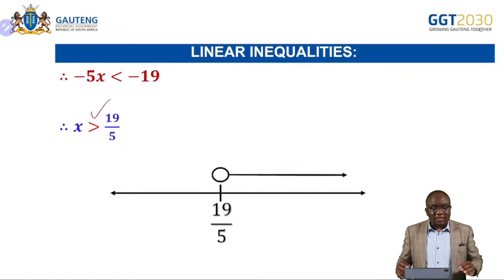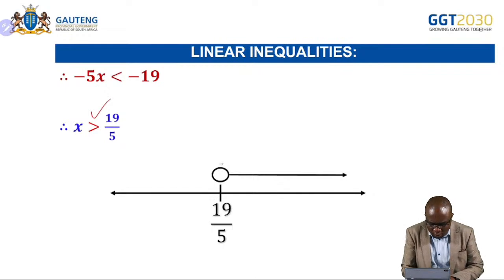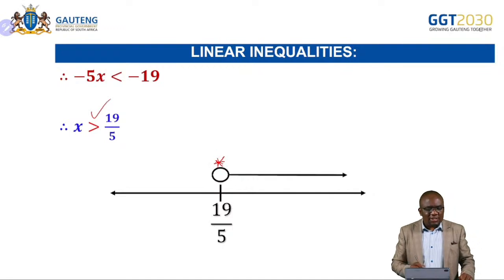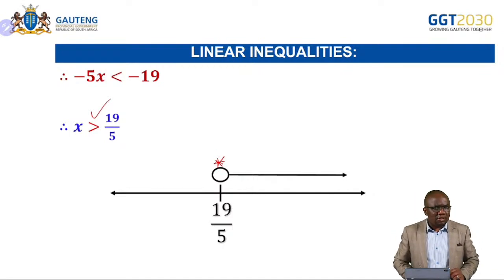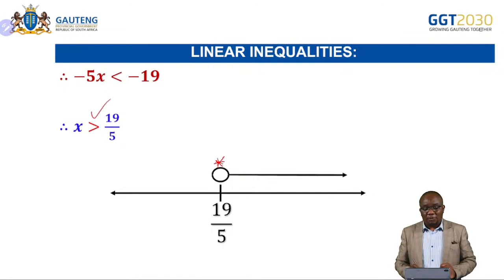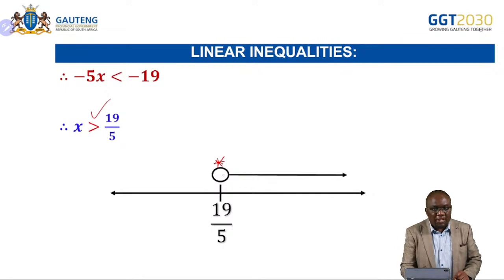And then this is on the number line now. You don't need to write all the numbers, just the solution. Why is this one open? Because 19 over 5 is not included. X is greater than 19 over 5. So 19 over 5 is not included. So we have an open.